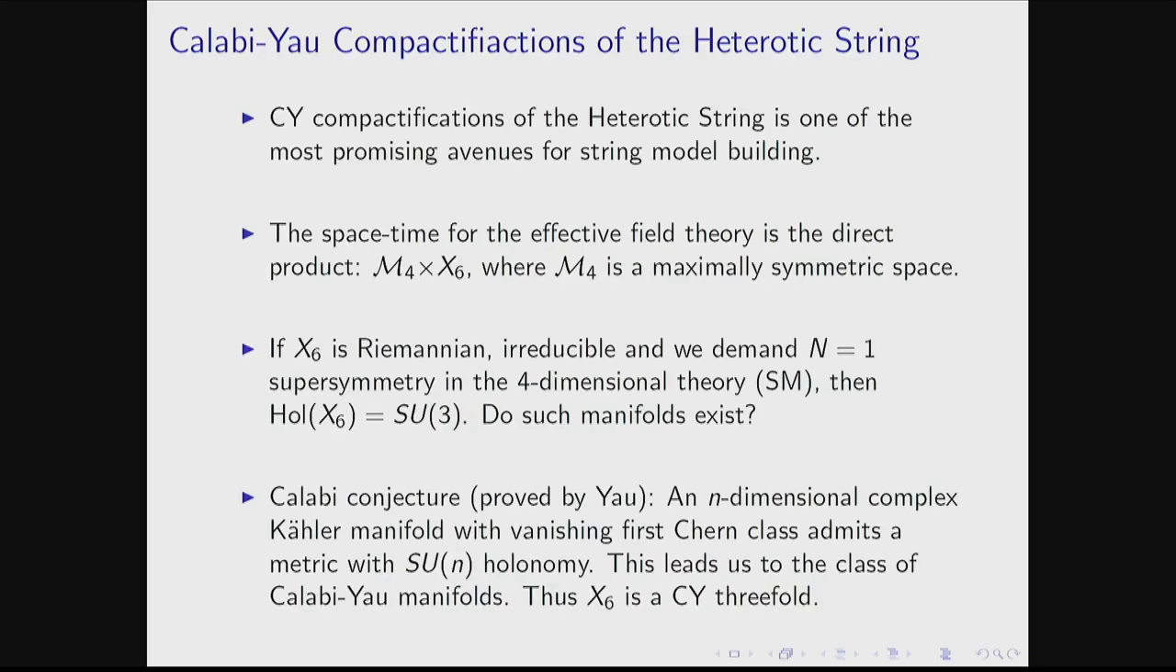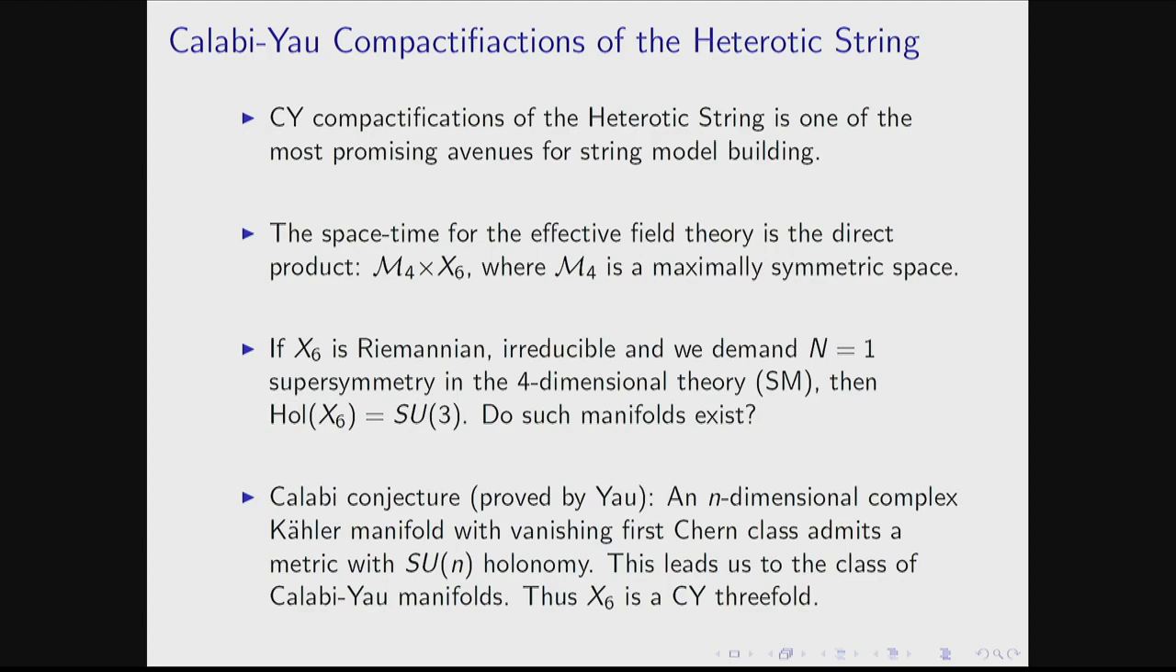So, a quick overview of Calabi-Yau compactifications of the heterotic string. It is one of the most promising approaches for string model building. The starting point is that space-time is factorized as a 4-dimensional space-time times a 6-dimensional space, where we assume the 4-dimensional space is maximally symmetric and the internal space is Riemannian, since we need a theory of gravity, so it has to be Riemannian.